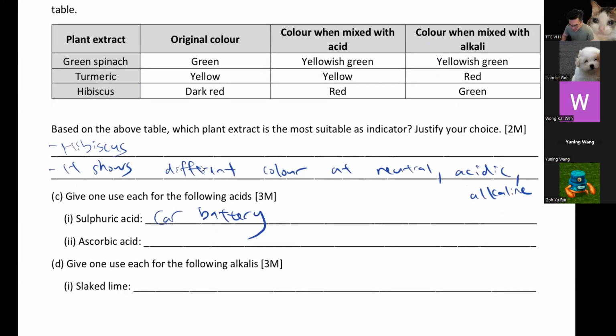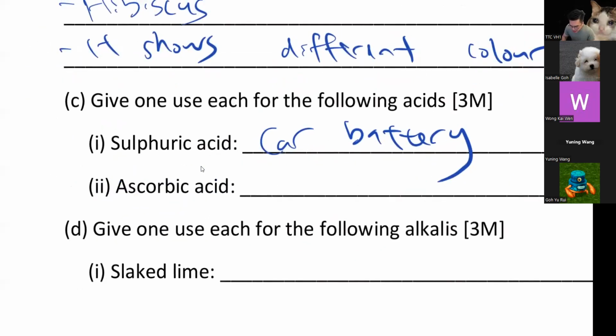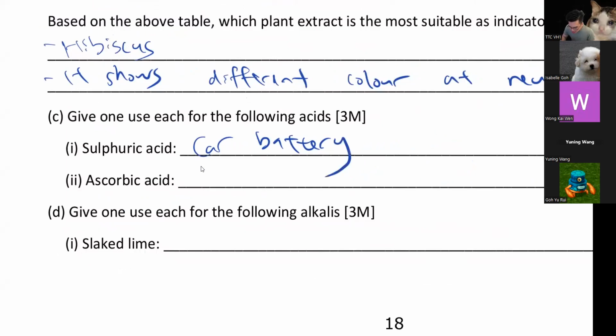Okay, next, ascorbic acid. Do you know what is this? Ascorbic acid is actually your vitamin C. It's another name for vitamin C, right? When you buy, let's say, those vitamin C supplements, they will say vitamin C, bracket, ascorbic acid, because it's the same thing.